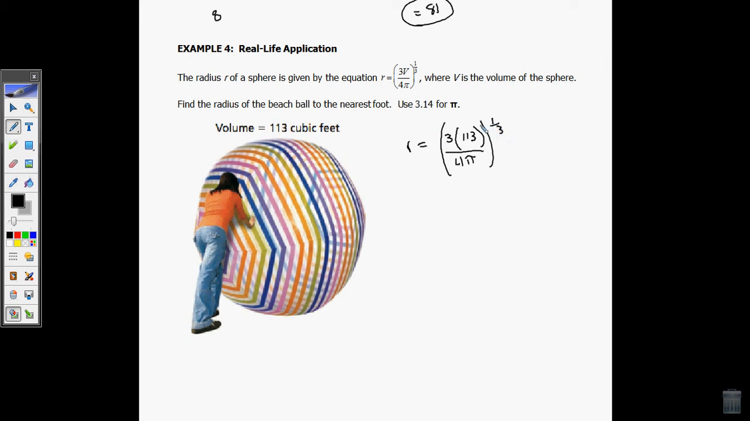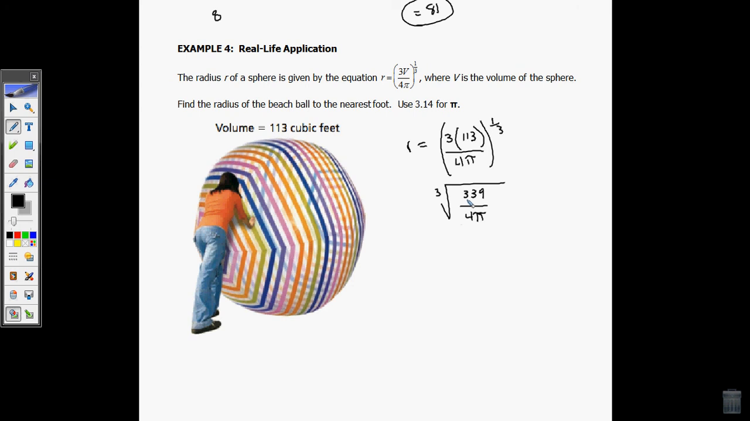Very cool. So I'm definitely going to need a calculator for this, because I'm not going to be able to do the 1/3, or the cubed root is what this implies. Raised to the 1/3 power means cubed root. I'm not going to be able to do the cubed root of all of this stuff. 339 on the top over 4 pi. That's not going to be a nice even number that I'll be able to solve.